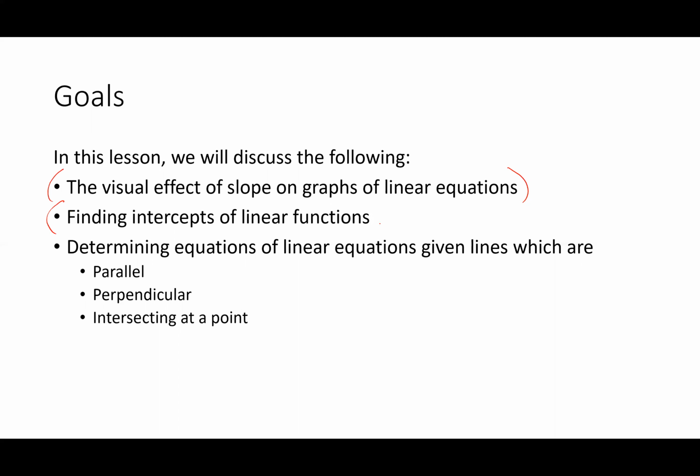Then we're going to be finding intercepts of linear functions. That's going to be x-intercepts and y-intercepts. Then we're going to determine equations of other linear equations given lines which are parallel, meaning non-intersecting, perpendicular, not only meaning that they're intersecting, but at their point of intersection, you've got 90 degrees. And there's going to be a different way to define this that we're going to talk about later on today. And then intersecting at a point. And what we're going to do is find that point in particular.